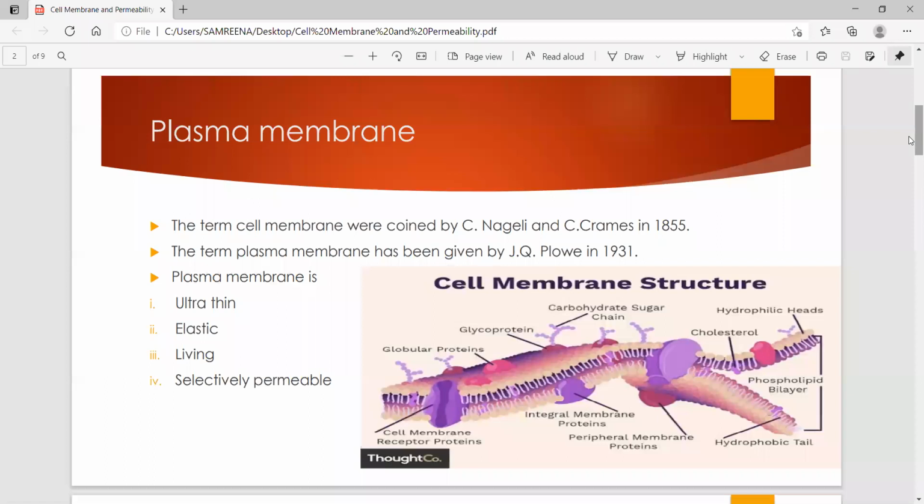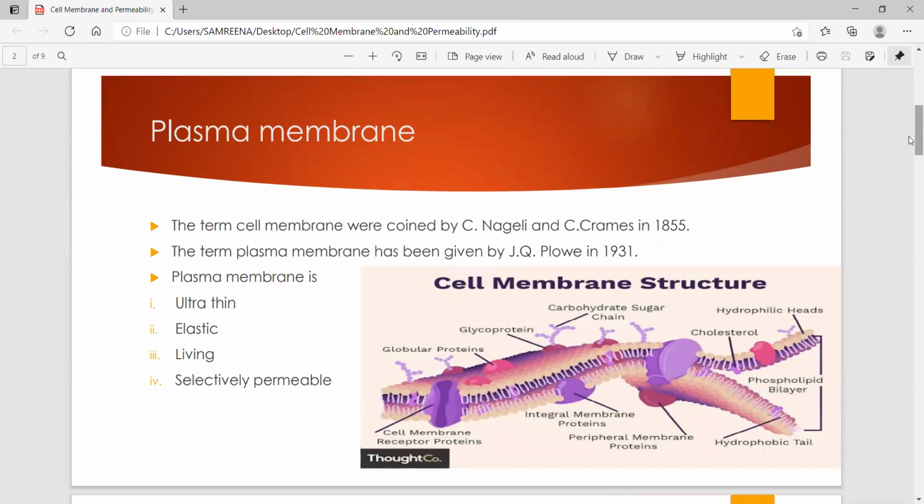First, plasma membrane or plasma lemma. We can call this plasma membrane, cytoplasmic membrane or plasma lemma. The term cell membrane was coined by C. Nägeli and C. Cramer in 1855. In 1855, they gave the term cell membrane, and the term plasma lemma was given by Plowe in 1931.